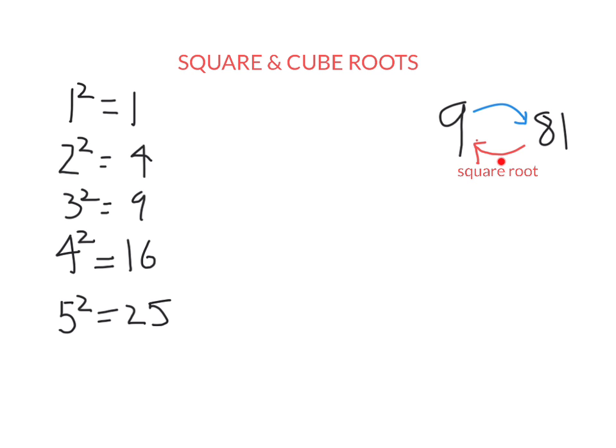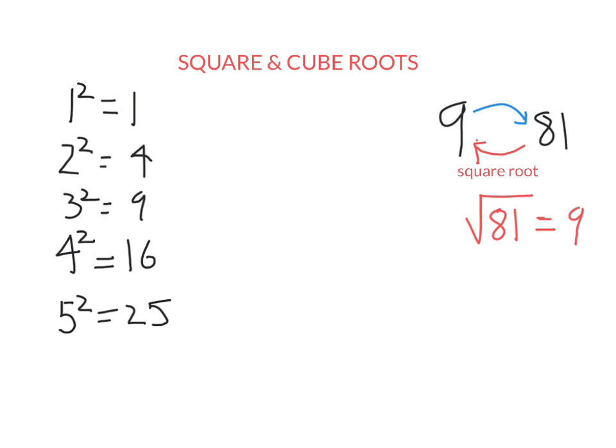So squaring and square root undo each other in exactly the same way that, say, multiplication and division undo each other. You know, if you times a number by 4, then divide by 4, you're back where you started. If you square a number and then square root it, you're back where you started. So for square root, we use this symbol here. So we've just shown that the square root of 81 is equal to 9 because 9 squared equals 81.